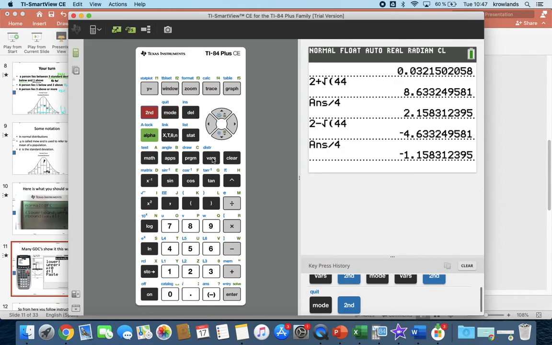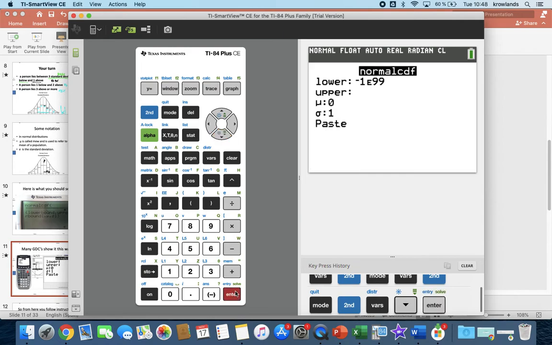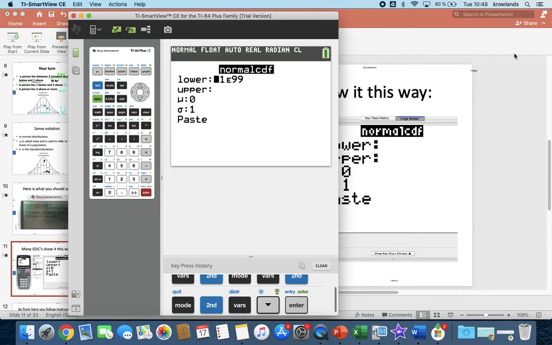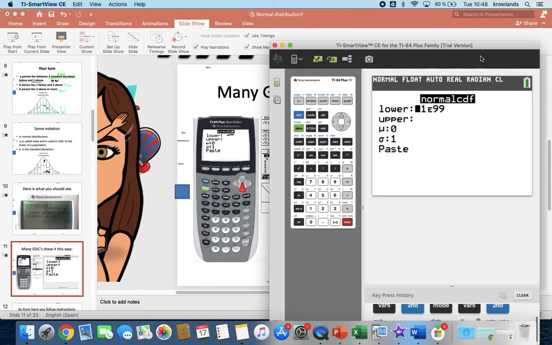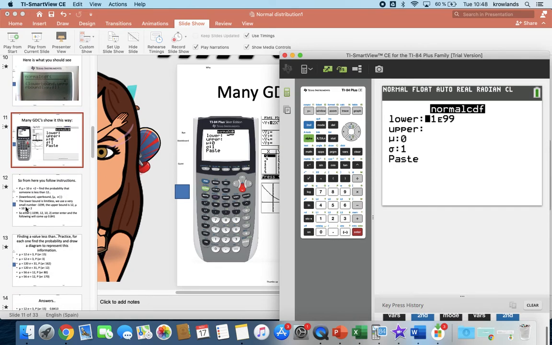So on the vars button you need to press the distribution which is above, so press the second and then the vars. We want to select number 2, which is normal CDF, and as in the binomial, this is because we want to add things together. Press enter, and now this is the screen you should get up. Please pause the video and make sure you can see a screen such as the following. This will represent the lower bound, the upper bound, the mean, and the standard deviation. Let's look at this in practice.